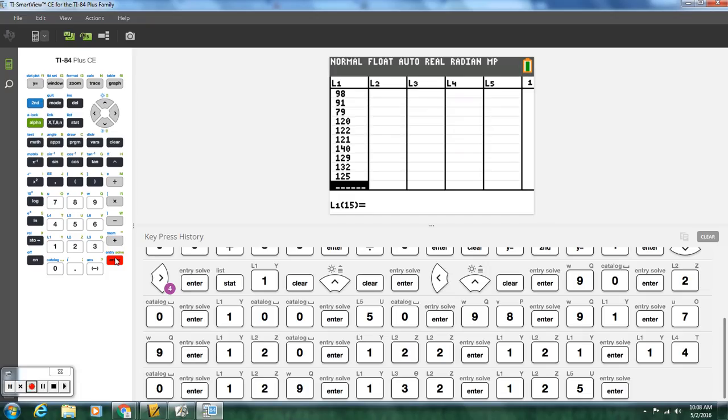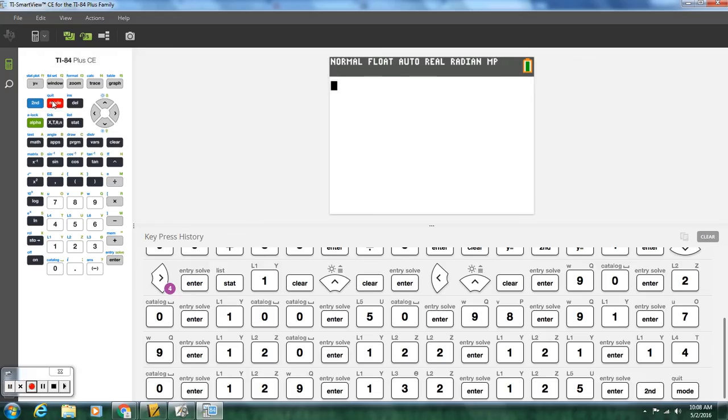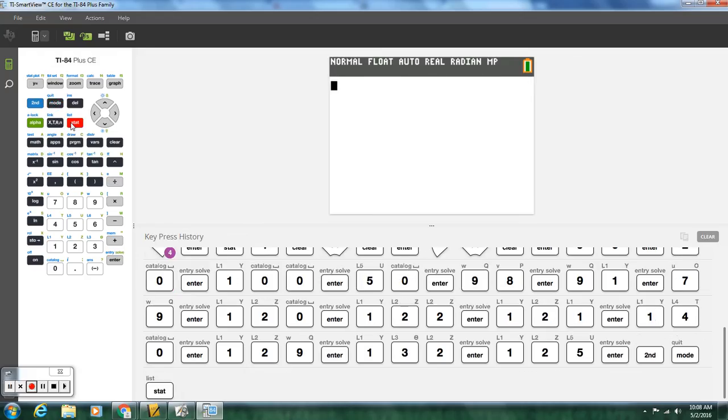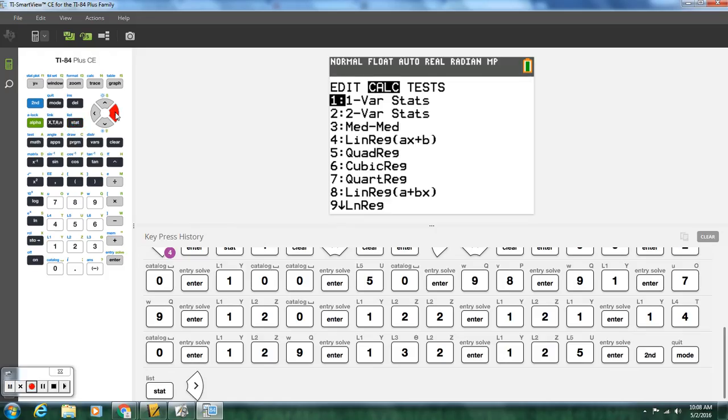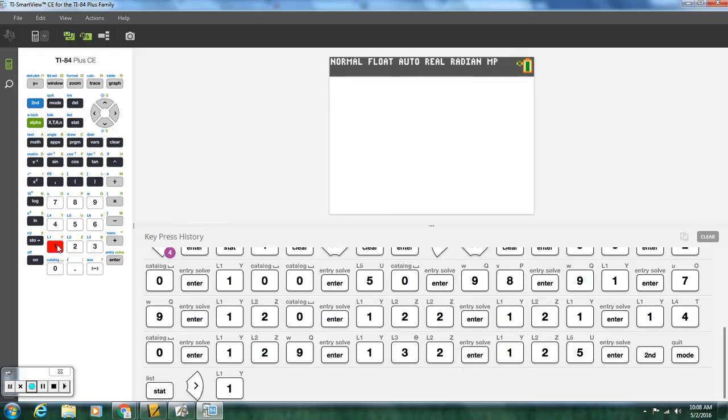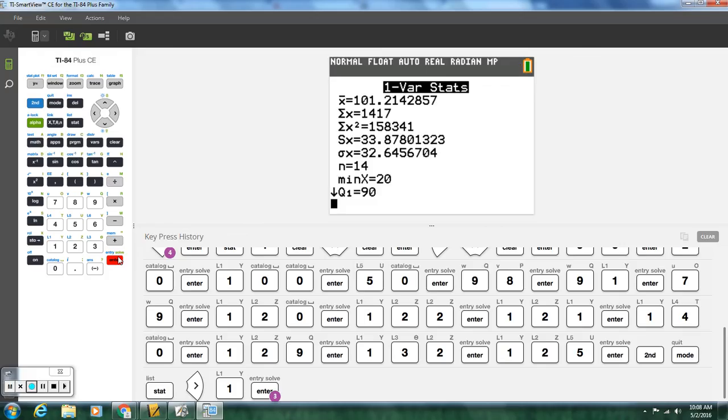Okay, now we're going to quit out of here and go back to stat. This time we're going to calculate, just like you do stat calc 4 for the quadratic or the exponential, except this time we're doing one variable stat. So you're just going to hit 1. The calculator will ask if you put your numbers in L1. You'll say yes. Don't worry about the frequency list. Hit calculate. It's going to come up with this stuff right here.